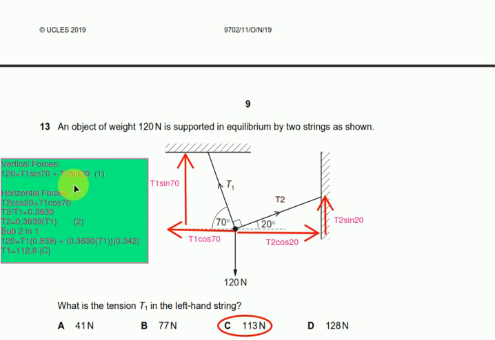Vertical forces: 120 equals T1 sine 70 plus T2 sine 20, and for the horizontal forces, T2 cos 20 equals T1 cos 70. We can find the ratio T2 over T1 from here and substitute it in equation 1 to find T1 equals 113 Newton.